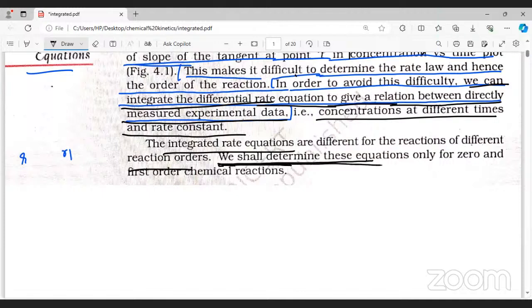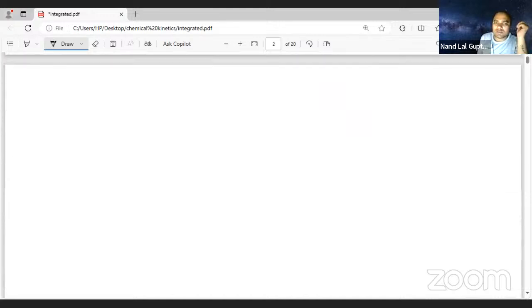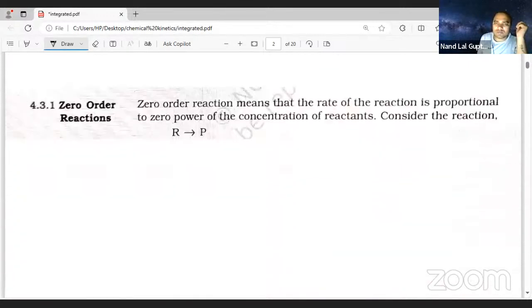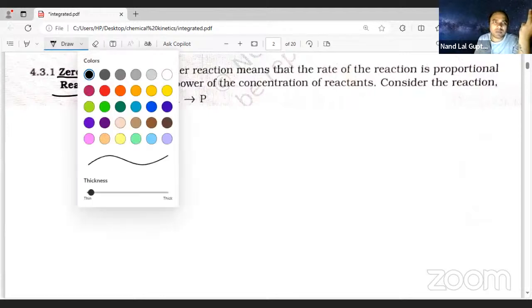Okay. We shall determine these equations only for zero and first order reactions. So in our syllabus, it is the zero and first order reaction. So we are going for the zero order reaction. Problems come on this one, so slowly you need to understand this one. Integrated rate equation of zero order reaction. Here see what the points are.